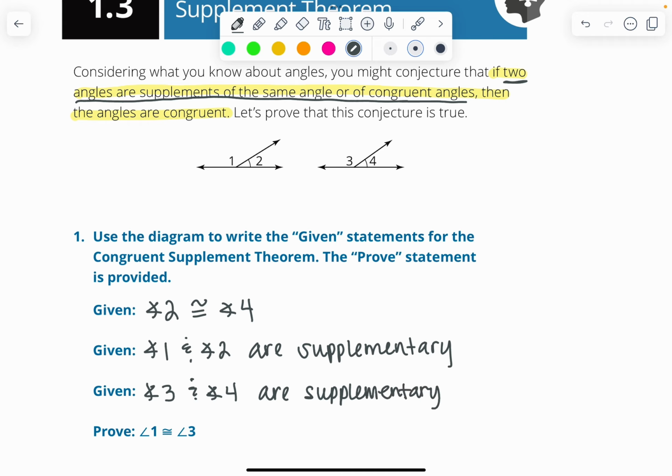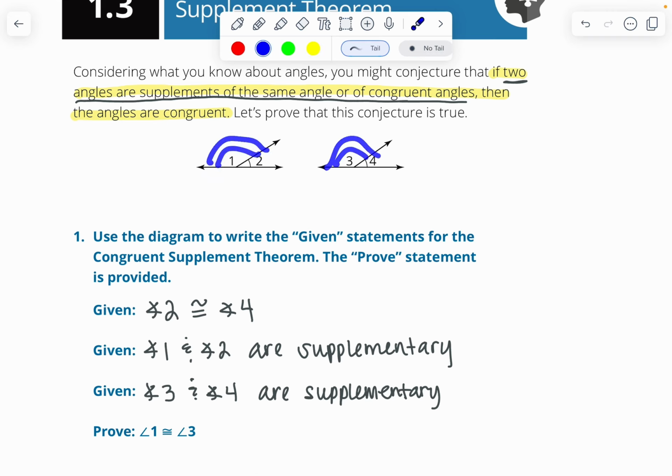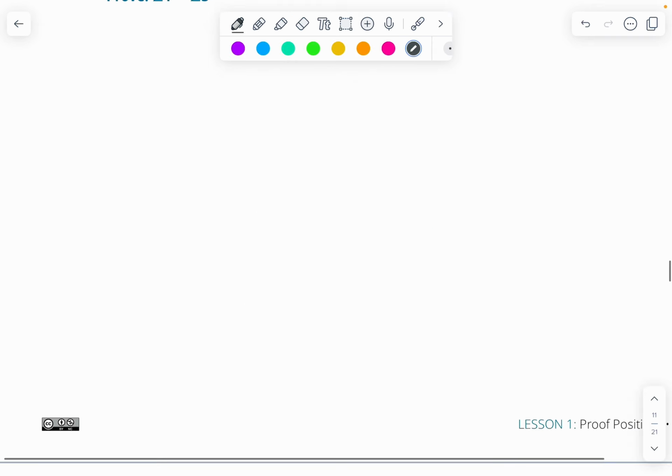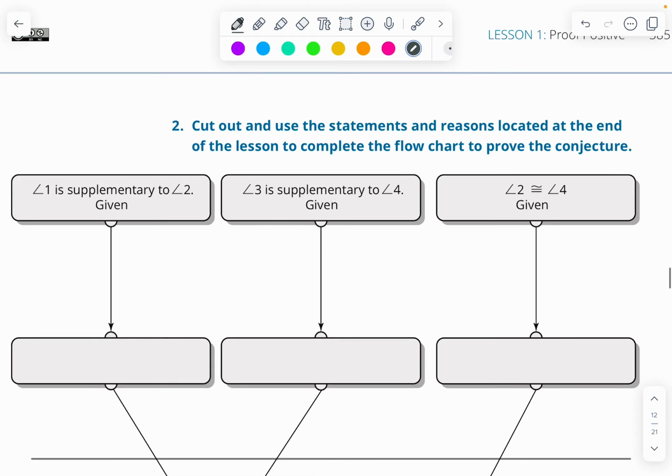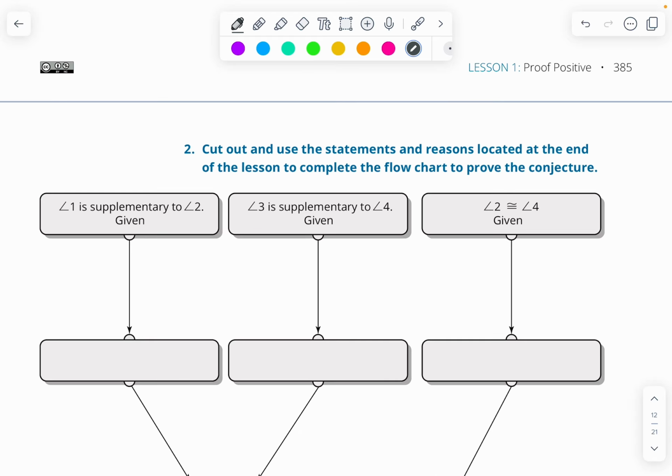And we're trying to prove that 1 and 3 are congruent. So we're trying to prove that this angle is congruent to this angle based on the information we have so far. We're supposed to be cutting out and using the statements and reasons located at the end of the lesson. We're not going to do that. I'm just going to write them down.